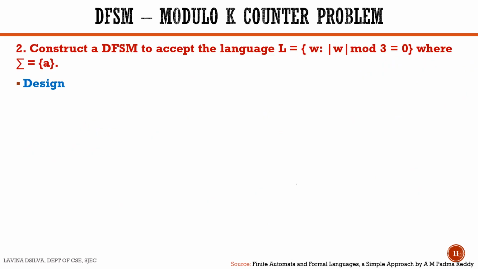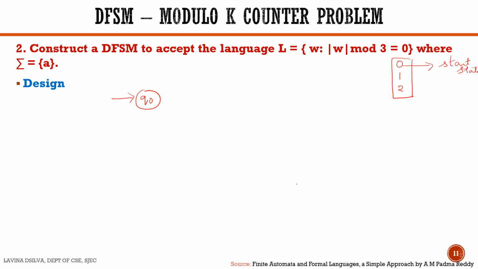Now the third step is to design the DFSM. We know that Q0 was our start state, a state with remainder value 0. We had three remainder values: 0, 1, and 2. In order to begin the DFSM, we consider this as the start state.